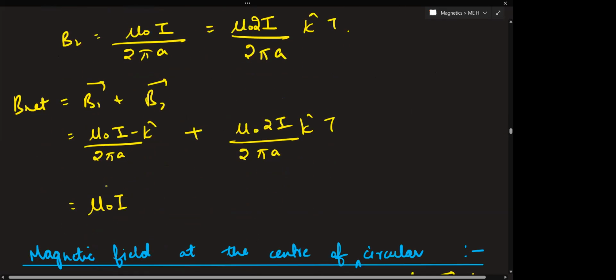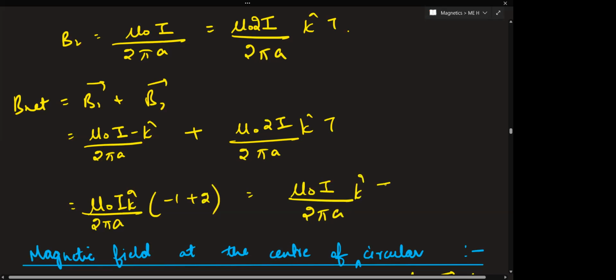From here, if we wish to take common, we can take mu naught I by 2 pi A k cap common. Minus 1 from here plus 2 from here will be left. That makes it 1. So mu naught I divided by 2 pi A k cap Tesla. Alright, note down the solution.